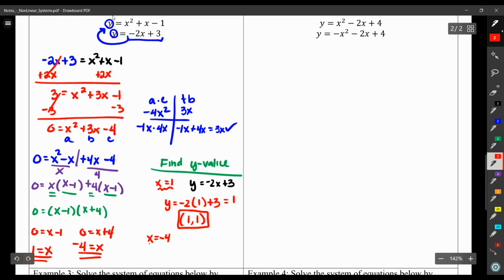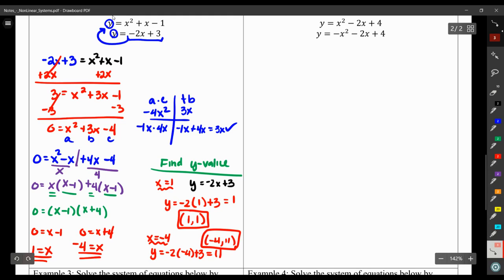So I'm going to substitute x equals negative 4 into the same linear equation. Y equals negative 2 times negative 4 plus 3. And we end up with positive 8 plus 3, which makes 11. So my second solution is negative 4, 11.